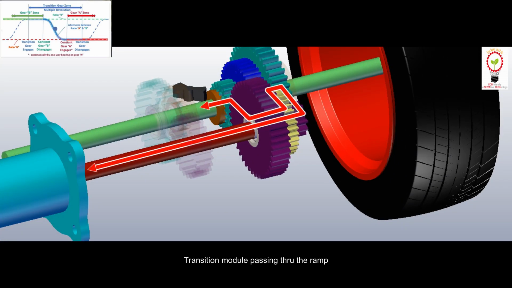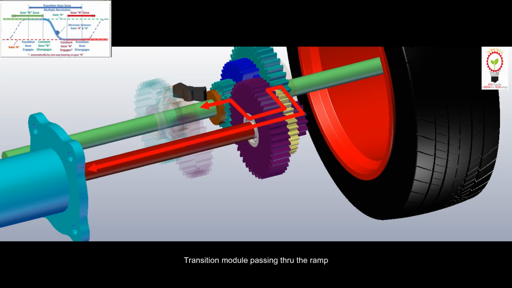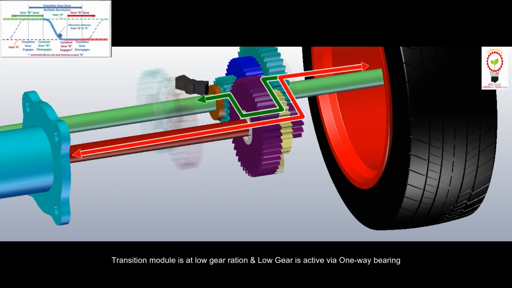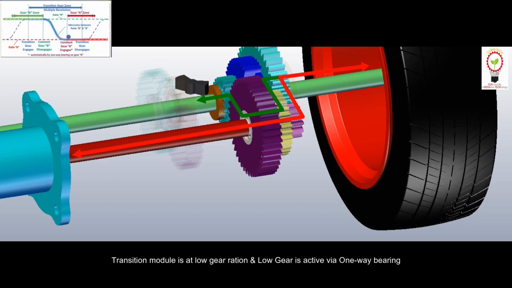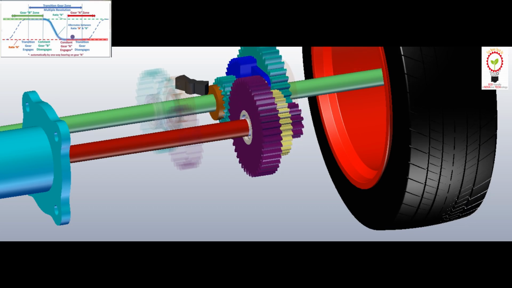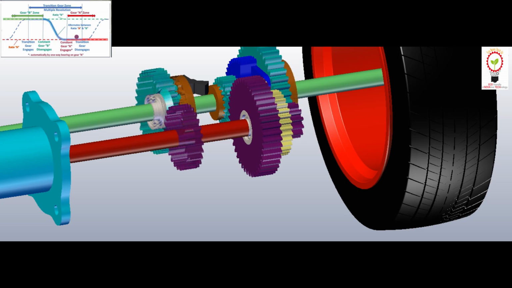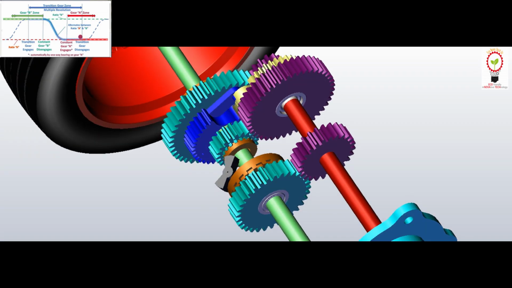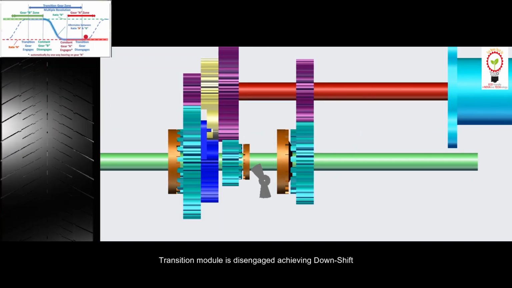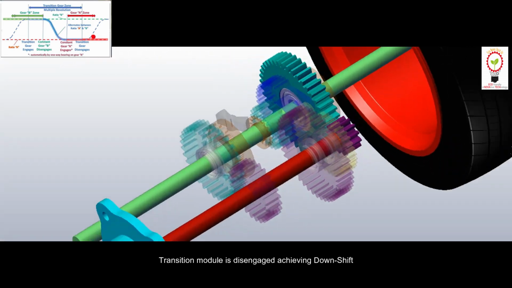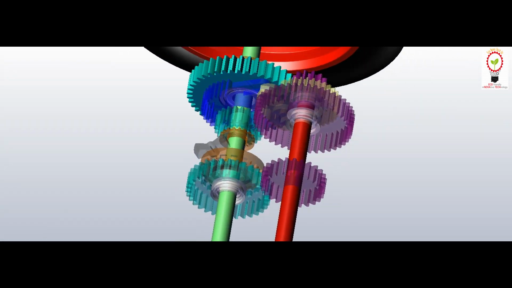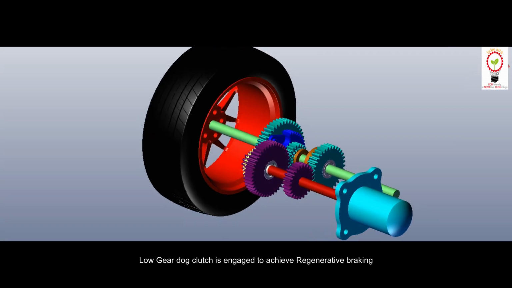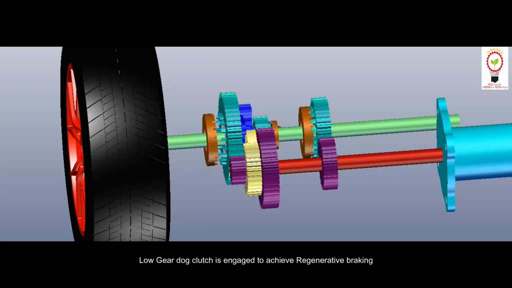Transition module passing through the ramp. Transition module is at low gear ratio. Low gear is active via one-way bearing. Transition module is disengaged, achieving downshift. Low gear dog clutch is engaged to achieve regenerative braking.